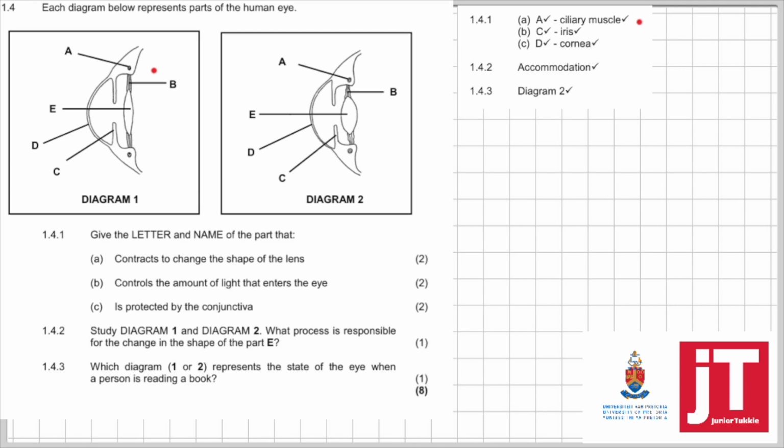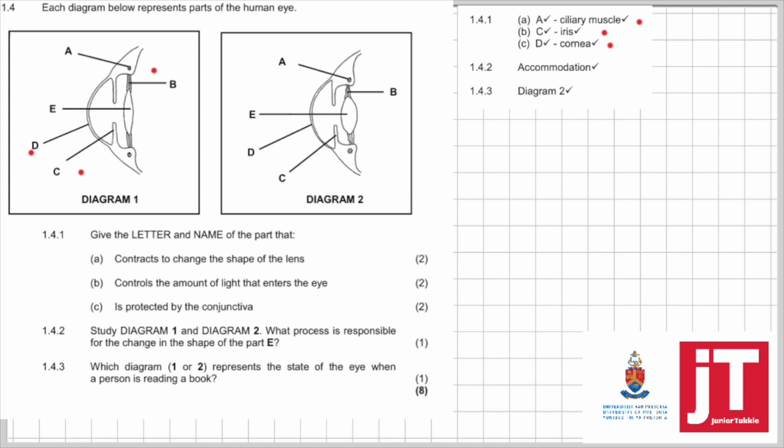Letter and name of the part that controls the amount of light that enters the eye. You can probably look for the pupil, but the pupil's not labeled here. So, what controls the pupil? The iris, and then you can see that is C, iris. Letter and name of the part that is protected by the conjunctiva. Now we know the conjunctiva is the outer layer. What does it protect? Of course, it protects the cornea.